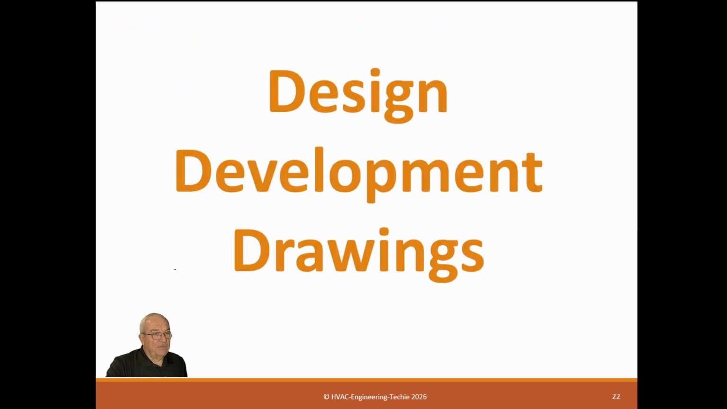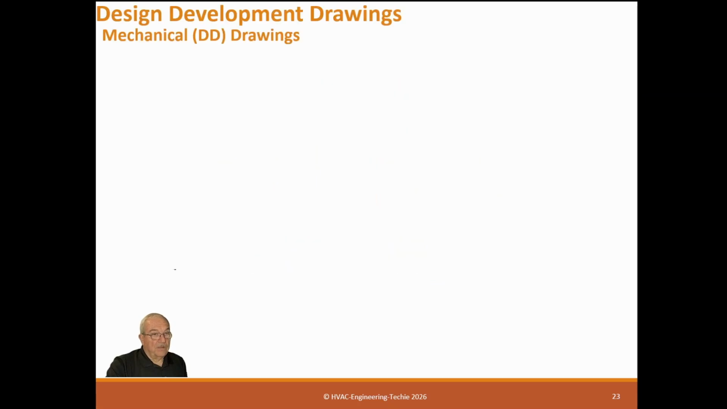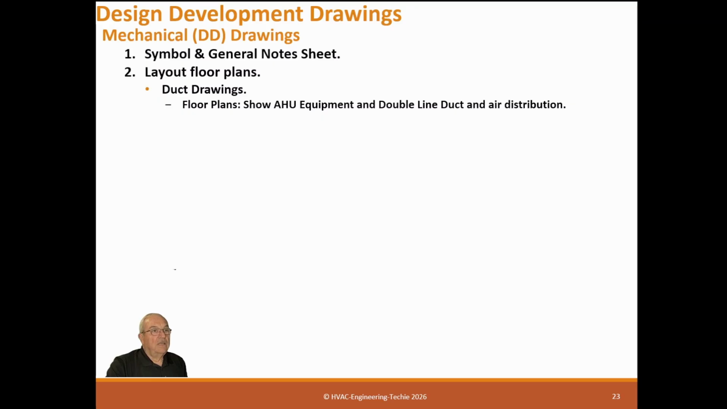So design development drawings. Now this is pretty obvious, but we'll get to it. Mechanical drawings. This is design development, symbols and general note sheet, layout floor plans, duct drawings. Floor plans show air handler equipment and double-line duct and air distribution. That's really important, especially if we're trying to figure if things fit in space. Indicate thermostat and sensor locations. It's important that you as a designer do that. Don't let someone guess at where those are going to go.